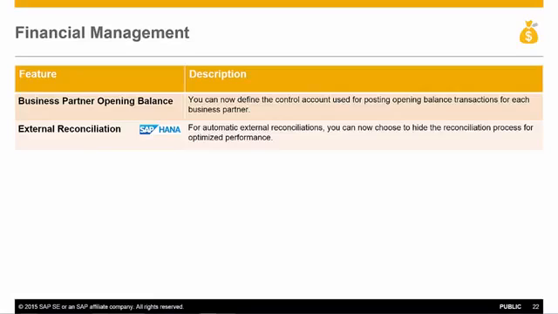With business partner opening balances, you can now define the control account used for posting opening balance transactions for each business partner. And lastly, SAP Business One 9.2 version for SAP HANA has enhanced its external reconciliation feature for optimized performance.